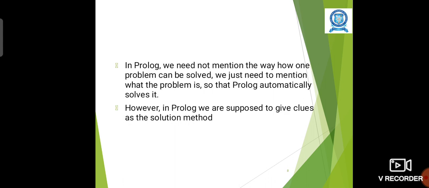In Prolog, we need not mention the way one problem can be solved. We just need to mention what the problem is so that Prolog automatically solves it. However, in Prolog, we are supposed to give clues as to the solution method.